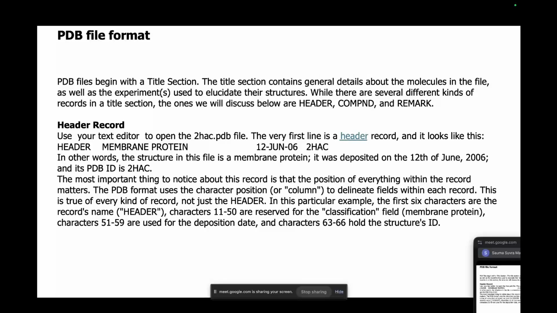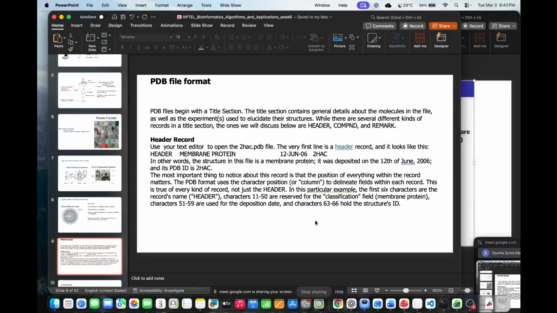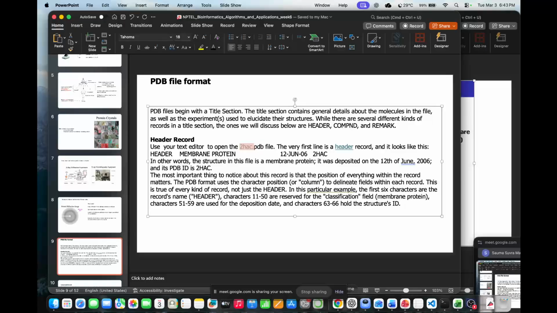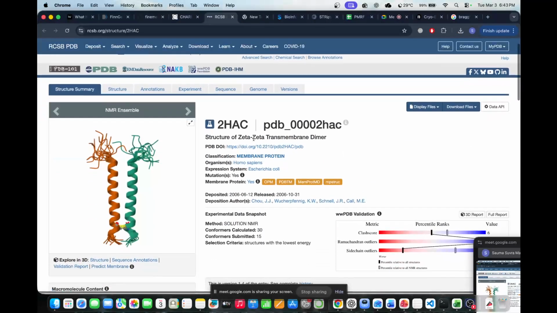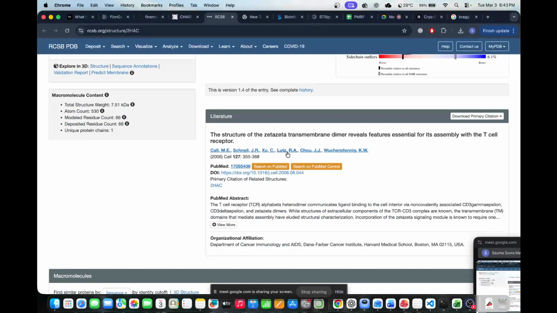PDB is the Protein Data Bank. I think all of you are familiar with this, and it's the biggest protein database currently available. Now, it has a particular file format which we are going to discuss. But I'm going to quickly show you this particular protein. The ID is 2HSC.pdb. I already have it open here. So what it is, basically, is a zeta-zeta transmembrane dimer protein. This is the paper associated with it.